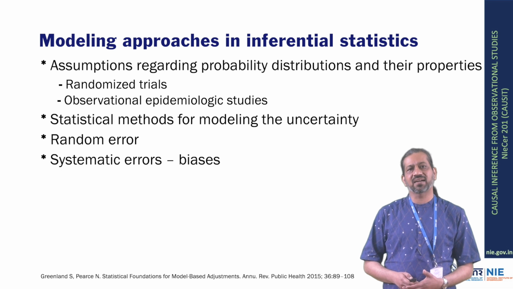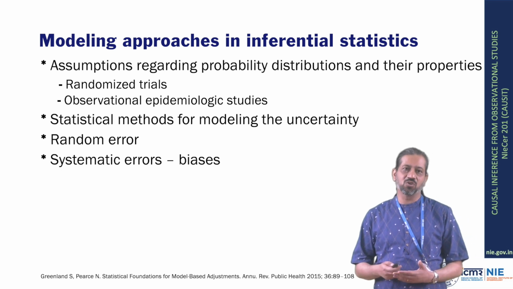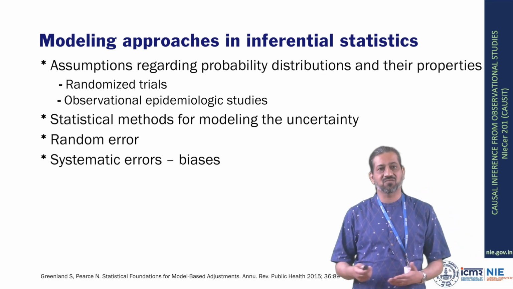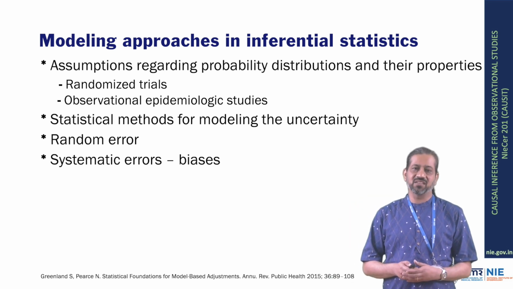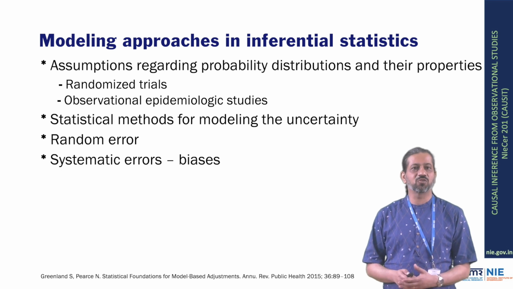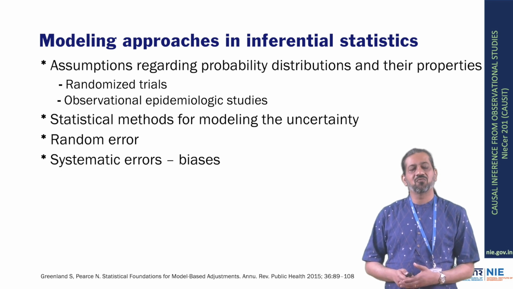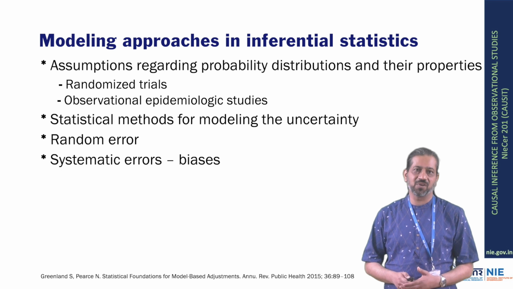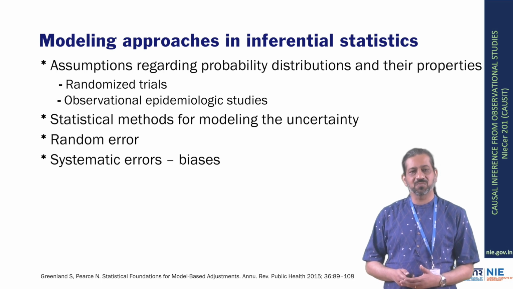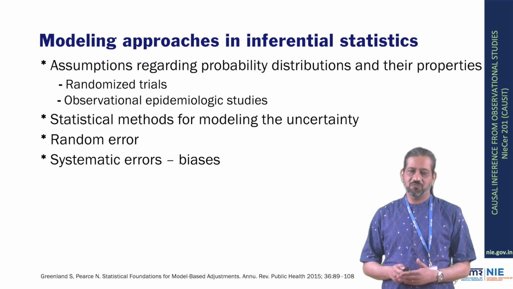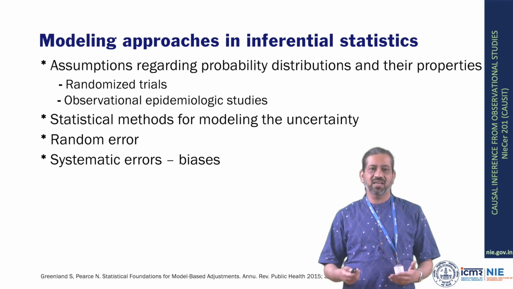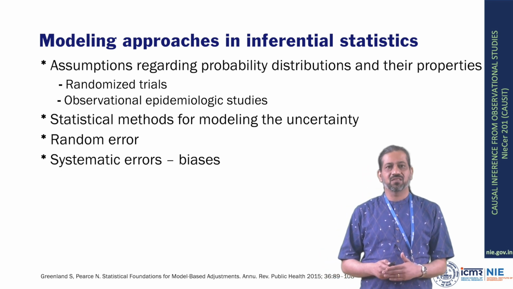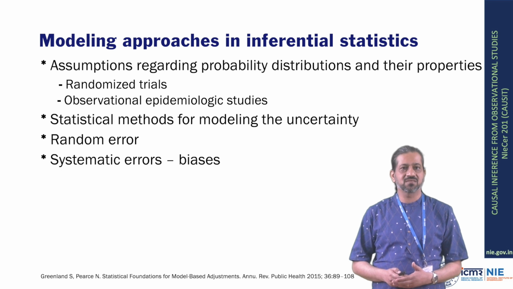Generally, it is seen that these assumptions hold good when we are doing randomized trials, wherein we resort to randomization of the intervention between multiple groups. However, when we do observational epidemiological studies, it is possible that these assumptions may not be fulfilled. Further, statistical methods also model the uncertainty in estimating the various causal parameters.